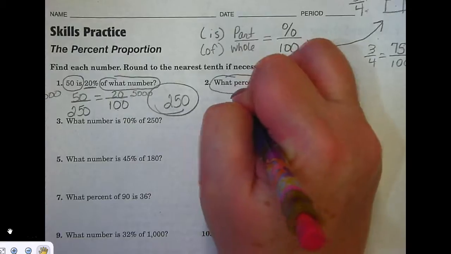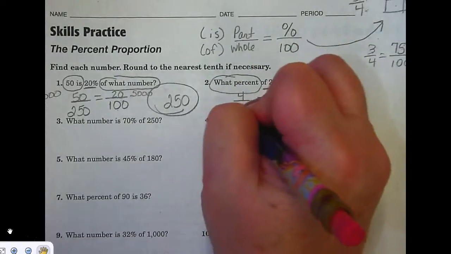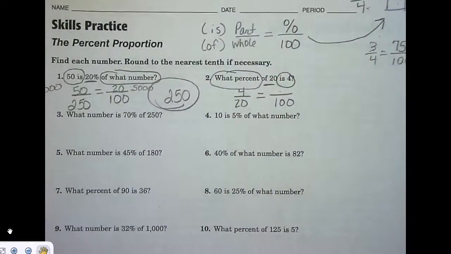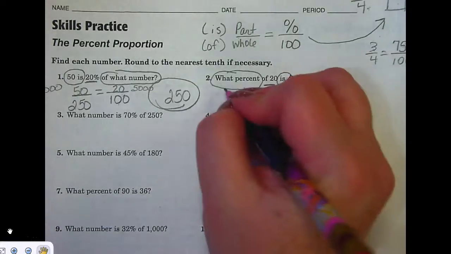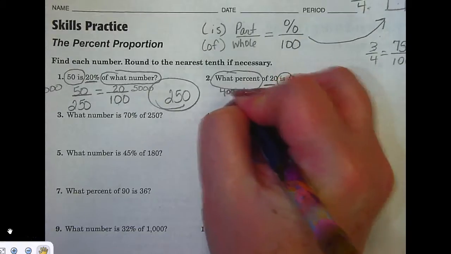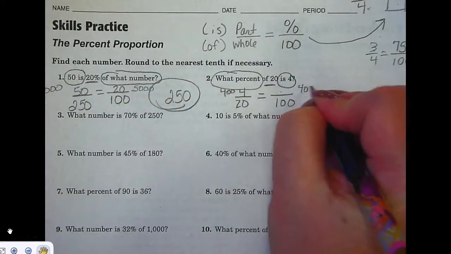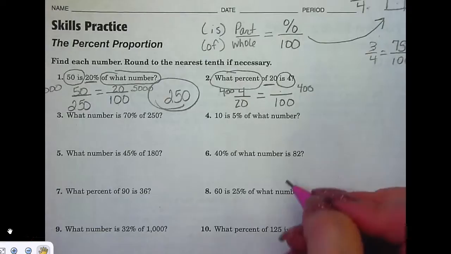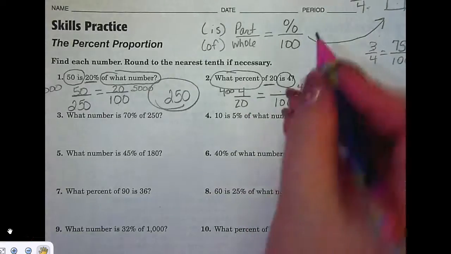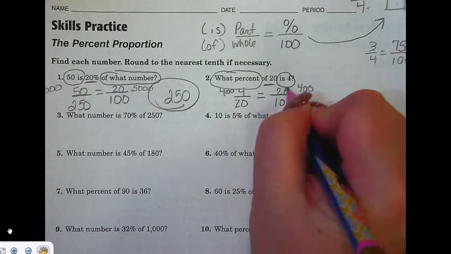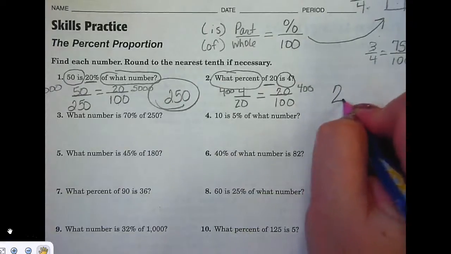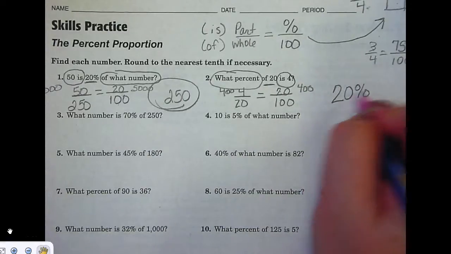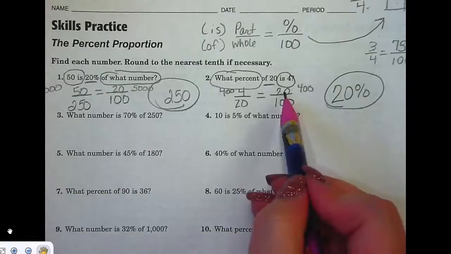4, 20, and I'm missing the percent. So 100 times 4 is 400. 400 divided by 20 is 20. So your answer is 20%. Because remember, we were just finding the percent.